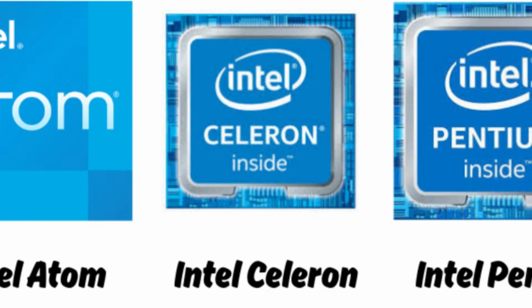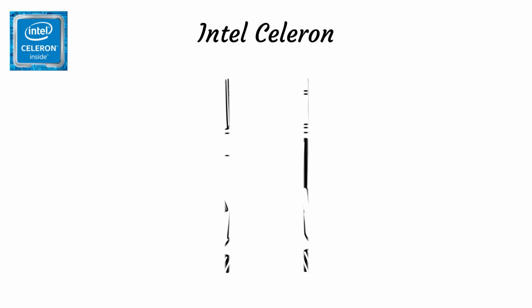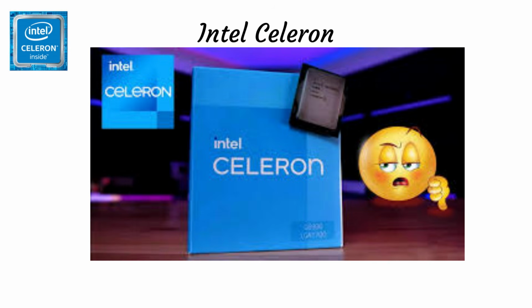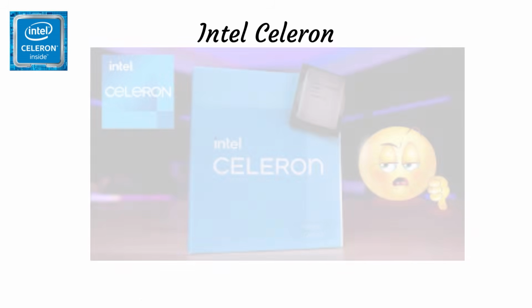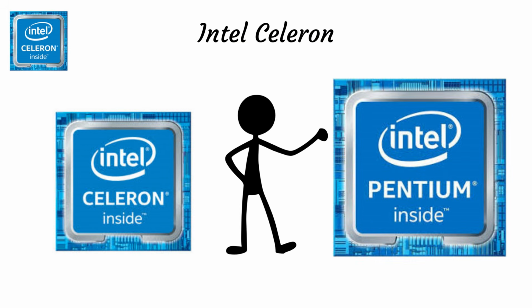Intel Celeron was Intel's weakest processor series that was truly made for really basic tasks like typing documents. It was mostly used in cheap laptops and office PCs back in the early 2000s, but Intel officially discontinued it in 2023 since practically nobody is using this weak CPU anymore. Intel replaced this brand, along with Pentium, with the new Intel processor designation for entry-level products.